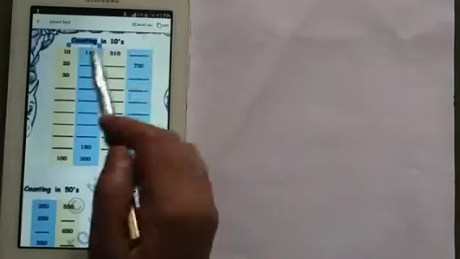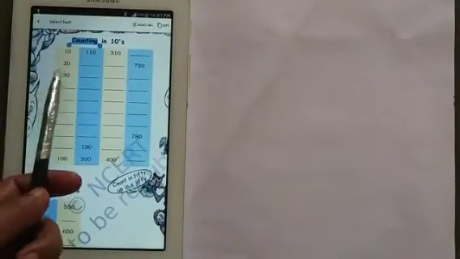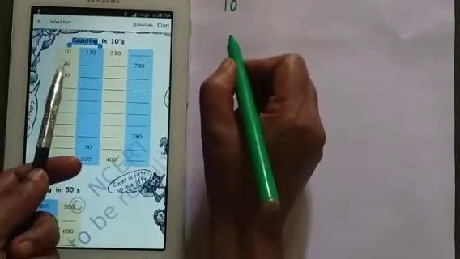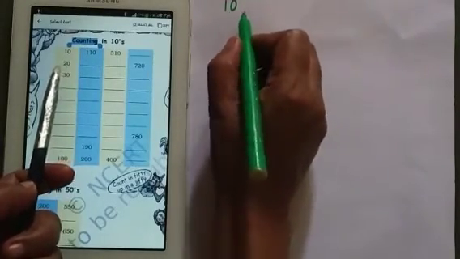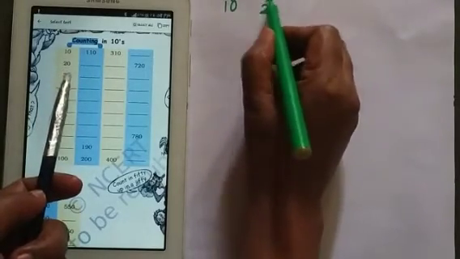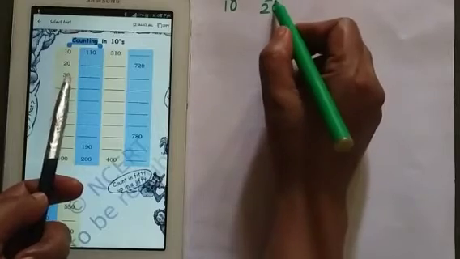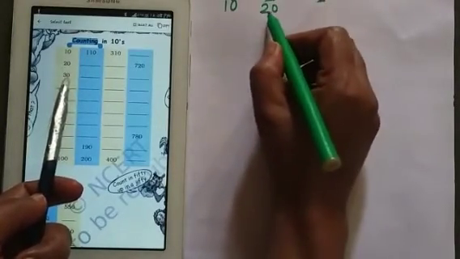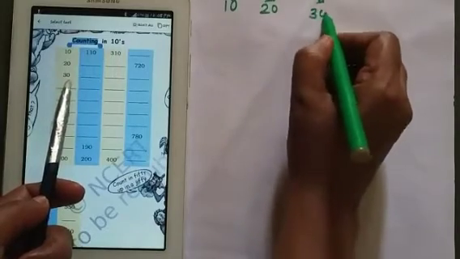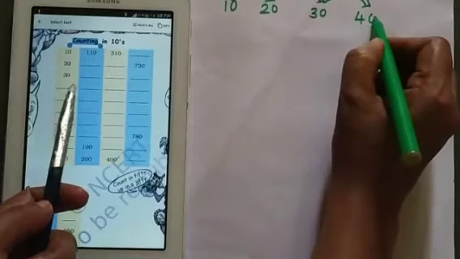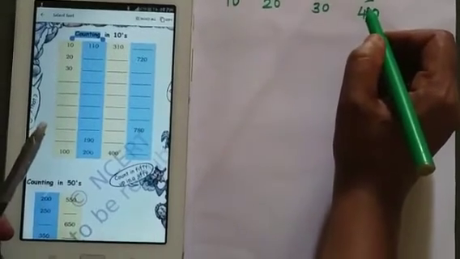Here is a 10. After 10, you have to skip. You have to add 10 more. 10, 20, 20 plus 10, 30. Then 40.